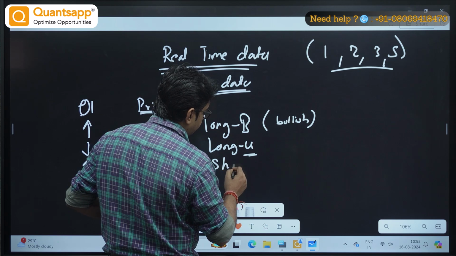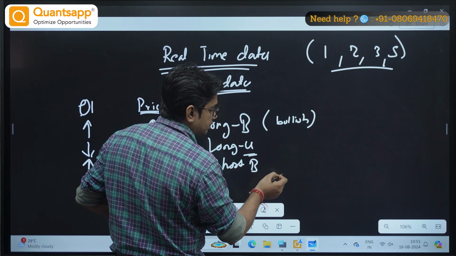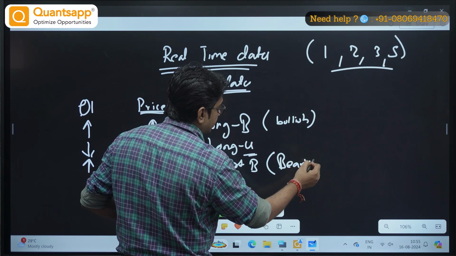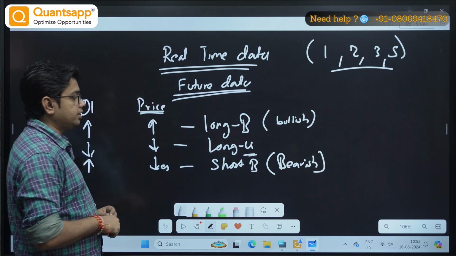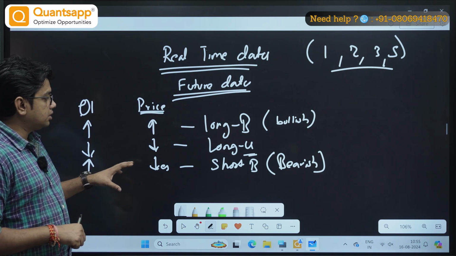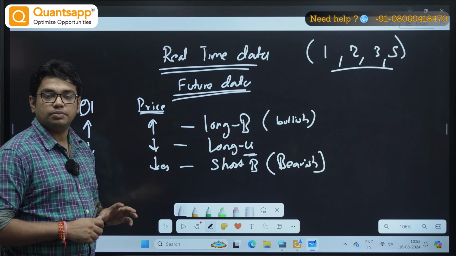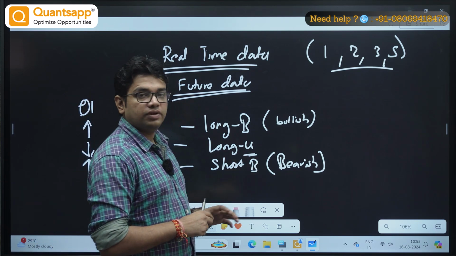Now when OI increases but price decreases, OI is increasing and price is decreasing, that is a condition of short build up. It is a strong bearish scenario. When OI increases and the stock price goes down, that is bearish sentiment, so I can go with the bearish trade.